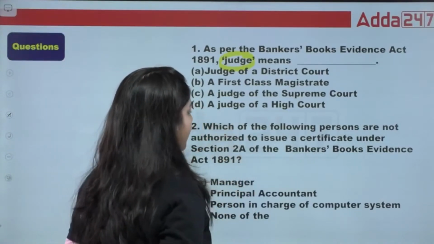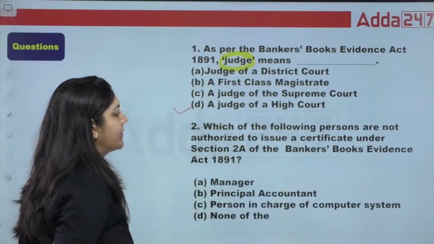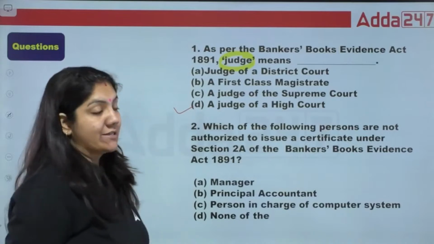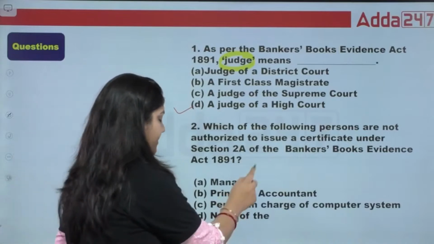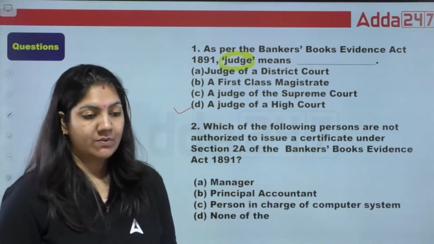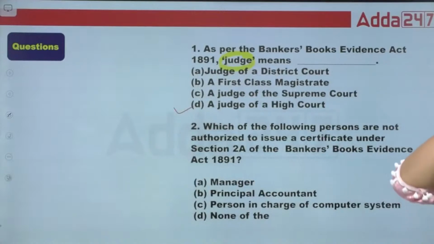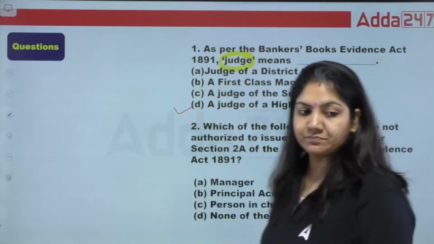Which of the following persons are not authorized to issue a certificate under Section 2A of the Bankers Book Evidence Act 1891? Whether it is manager, principal accountant, person in charge of computer system, or none of the above. Which of the following is the right answer?